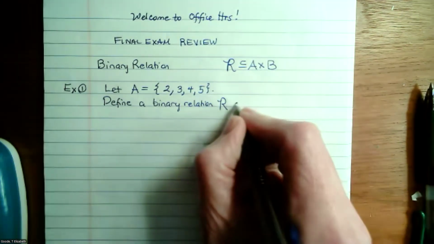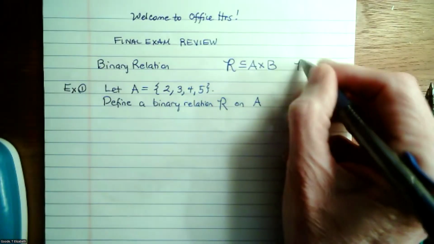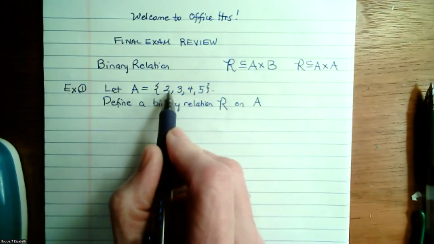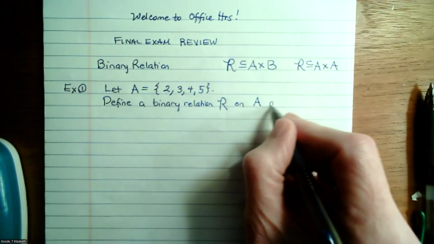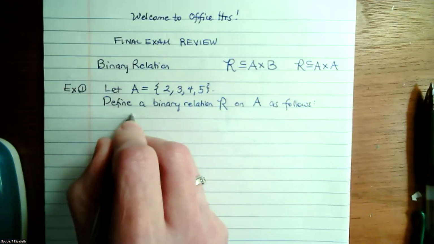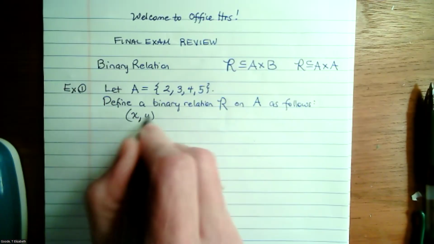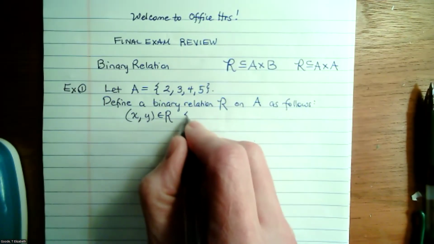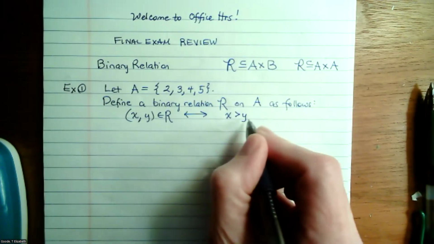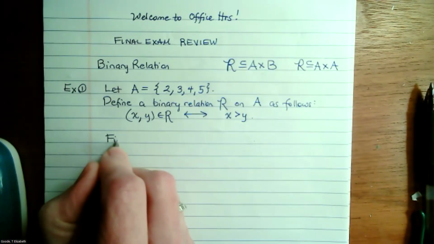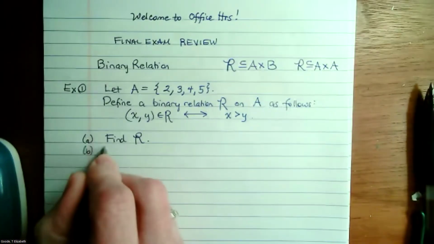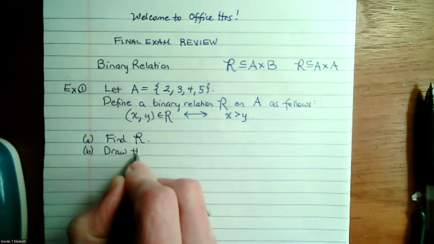curly R, on A. Now that means that R is actually a subset of A cross A, where the ordered pairs have both coordinates coming from A as follows. (x, y) is in curly R if and only if, let's say, x is greater than y. So we could find R, that could be part A, and then part B, we can draw the directed graph of R.